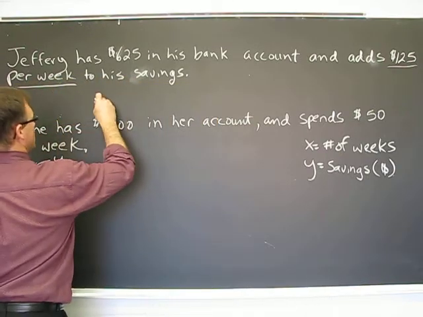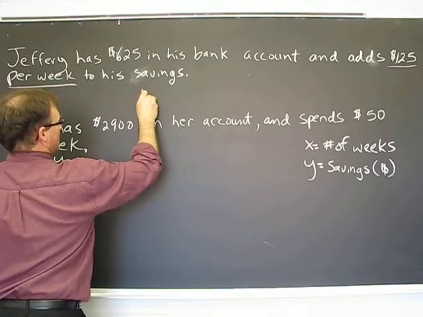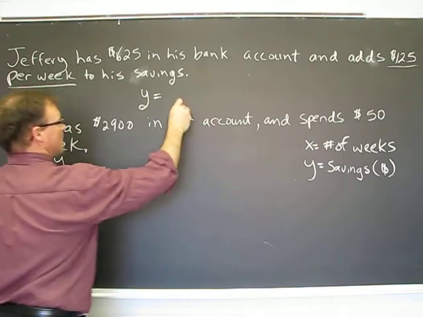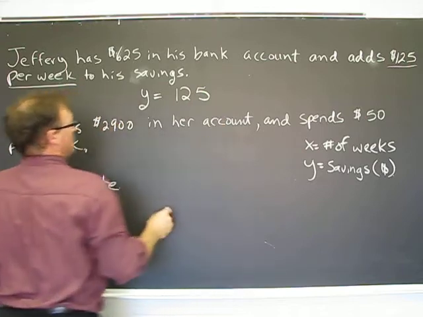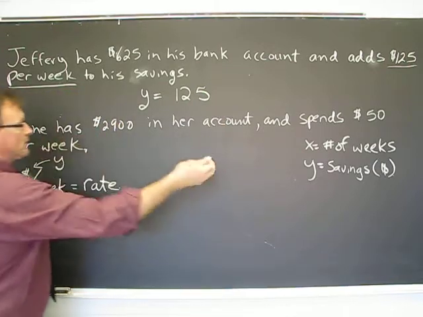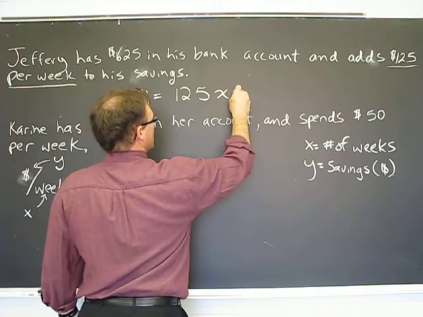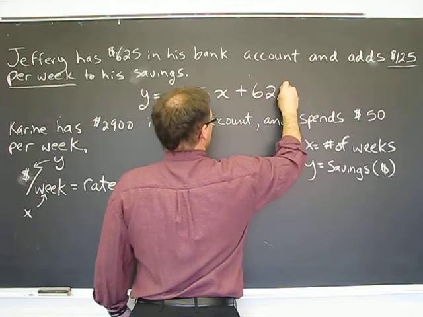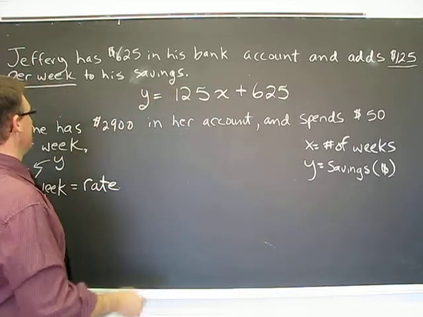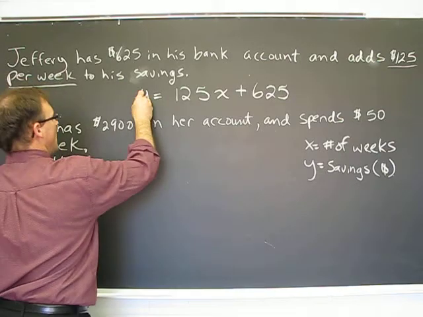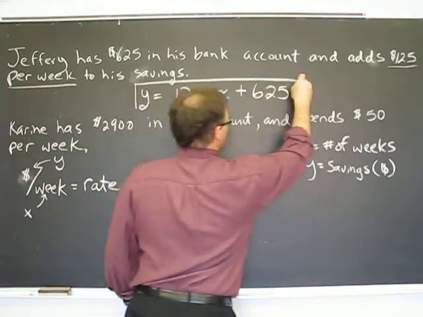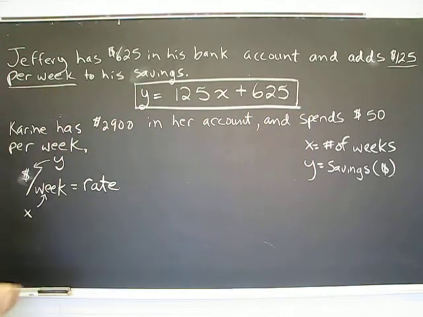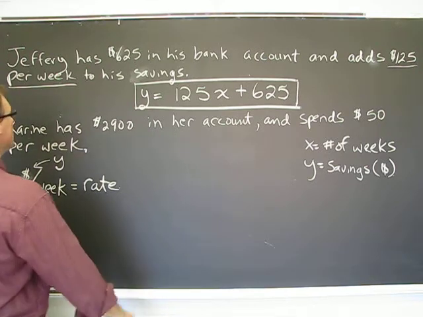All right, y equals mx plus b. Y is still going to be y. M, again, M is your rate of change. In this case, it's 125. $125 per week multiplied by the number of weeks, which is X. And then the initial value, $625. Some of you may not see that directly the way it is and may choose to say 625 plus $125 times X. No problem, that's fine. So that's Jeffrey.